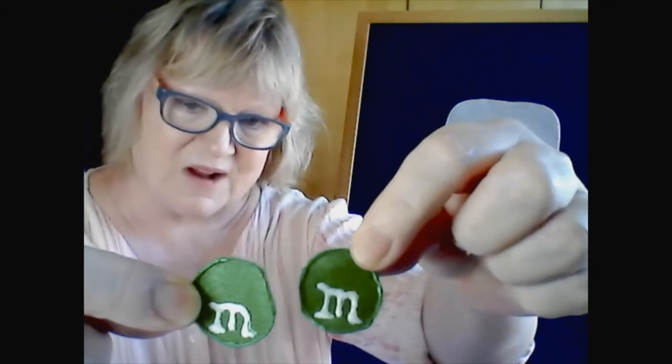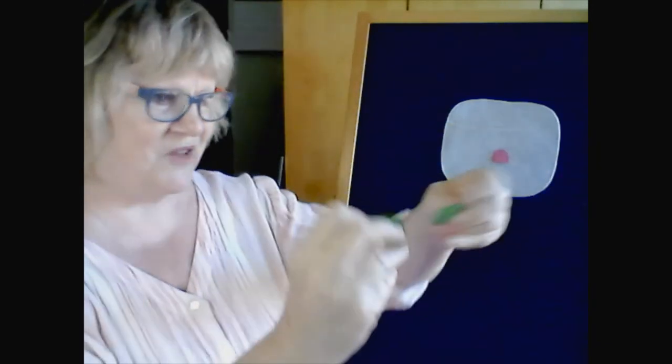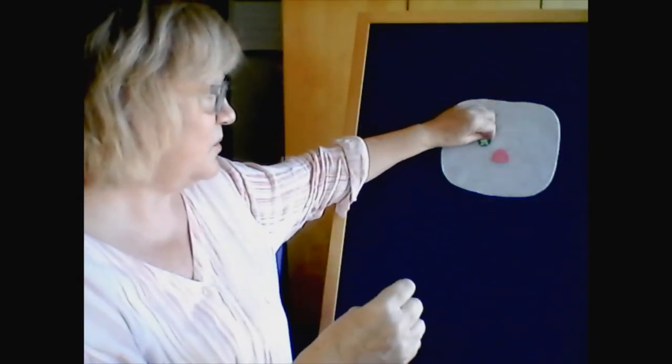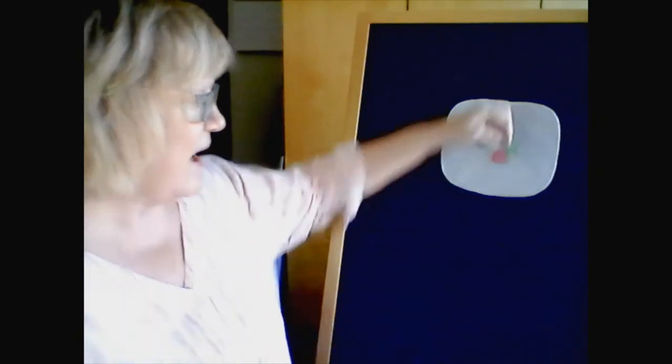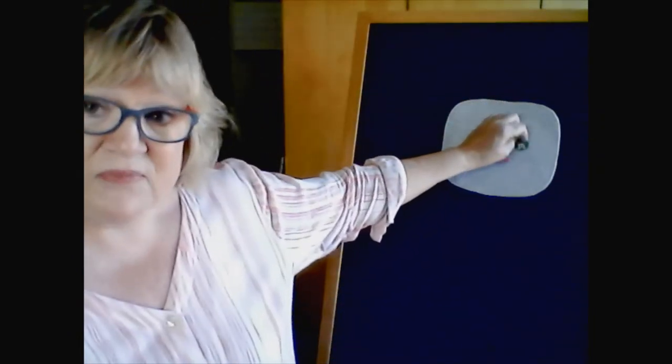Let's give her some eyes. And I'm just going to hold her eyes up very close to you so that you can see what kind of candy her eyes are made out of. If you said M&M's, you are correct. Her eyes were made of M&M's, and her name was Candy Sue. Okay, now we're going to give her a mouth.